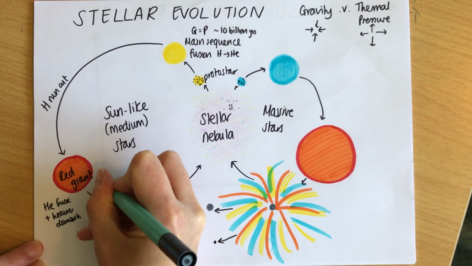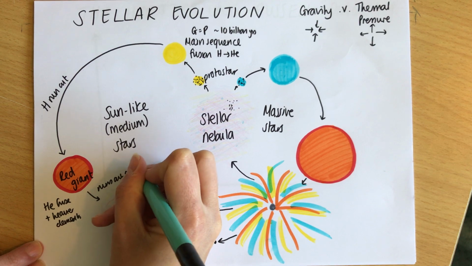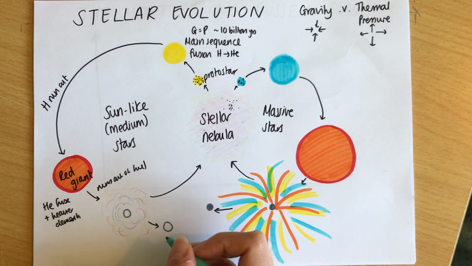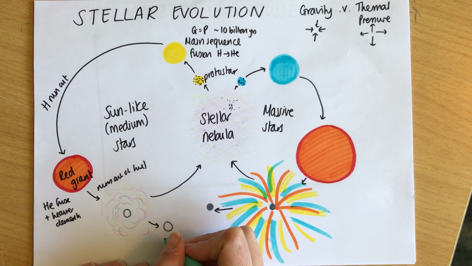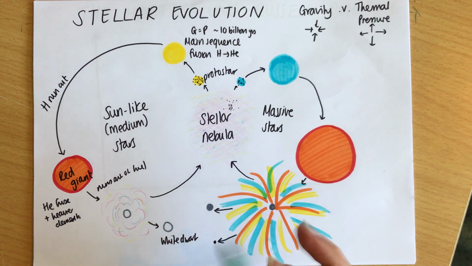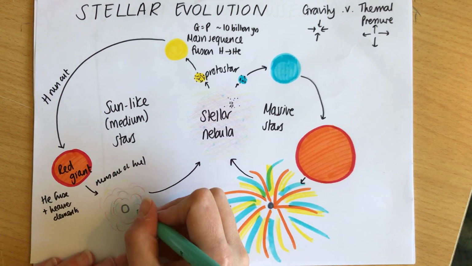When it runs out of fuel, fusion stops. And technically the star is no longer a star. Stars are only stars when they are fusing, but we still continue to call them that. And when fusion stops, we're left with two things. We're left with this very, very hot, dense core. And that hot, dense core is known as a white dwarf. And then the outer edges that had puffed up, they are known as a planetary nebula.